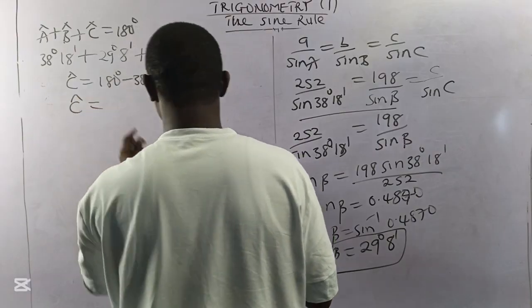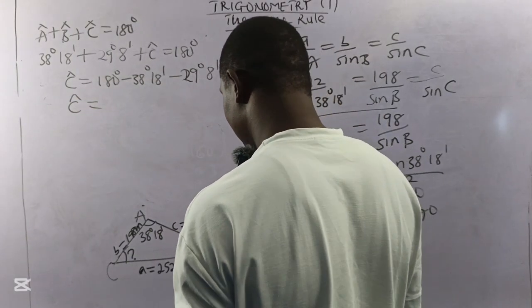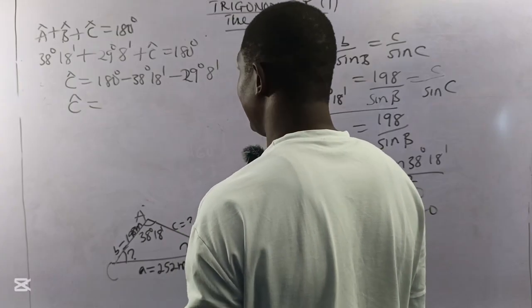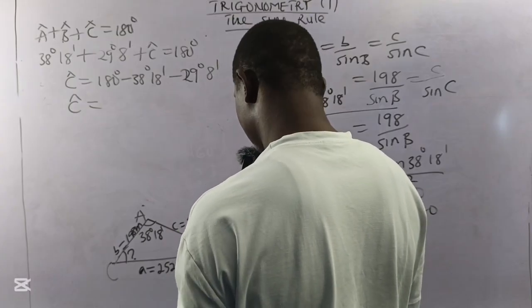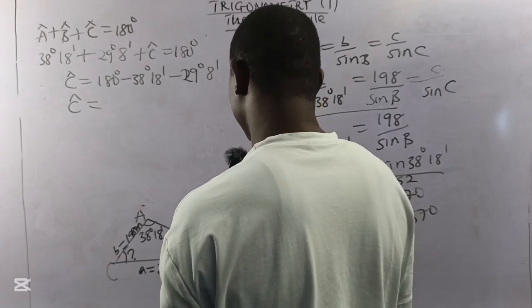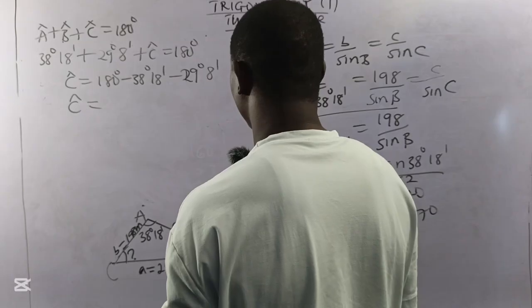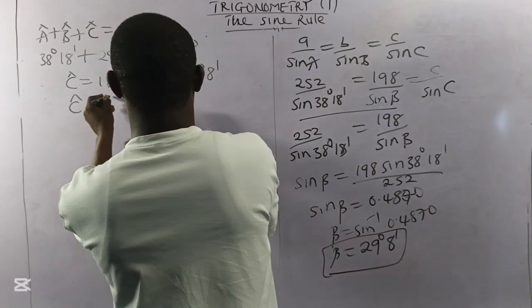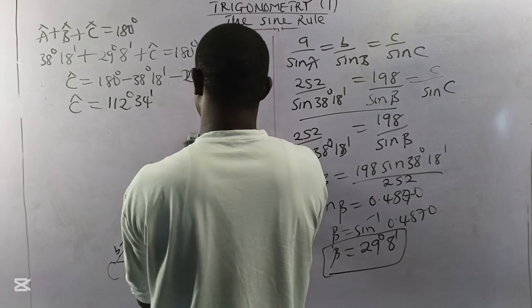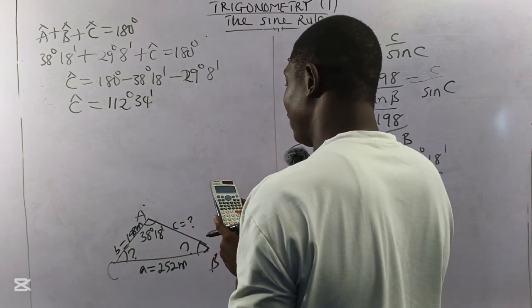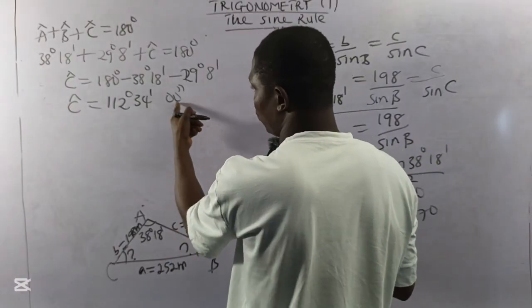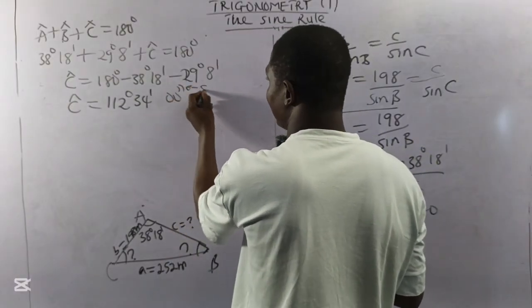And my angle C will be equal to 180 degrees minus 38 degrees 18 minutes minus 29 degrees 8 minutes. And that will give me 112 degrees 34 minutes. You can see, if you are doing it yourself, that you have 0 seconds because the last digit that has 2 lines this way is what? Seconds. This is pronounced as seconds. Take notes.